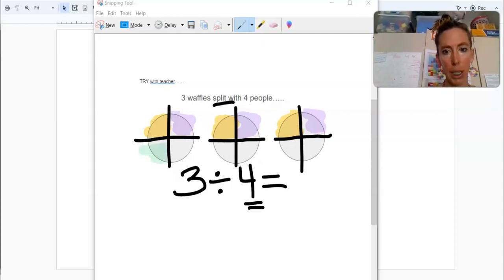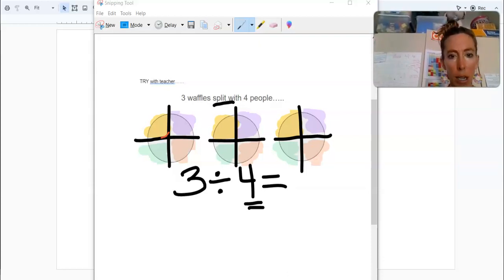So I'm third person. And then I have my last person, last but not least. My 4th person gets 1 chunk out of that waffle, 1 chunk out of there, and 1 chunk out of there. So now the question is, how much does each person get, right?